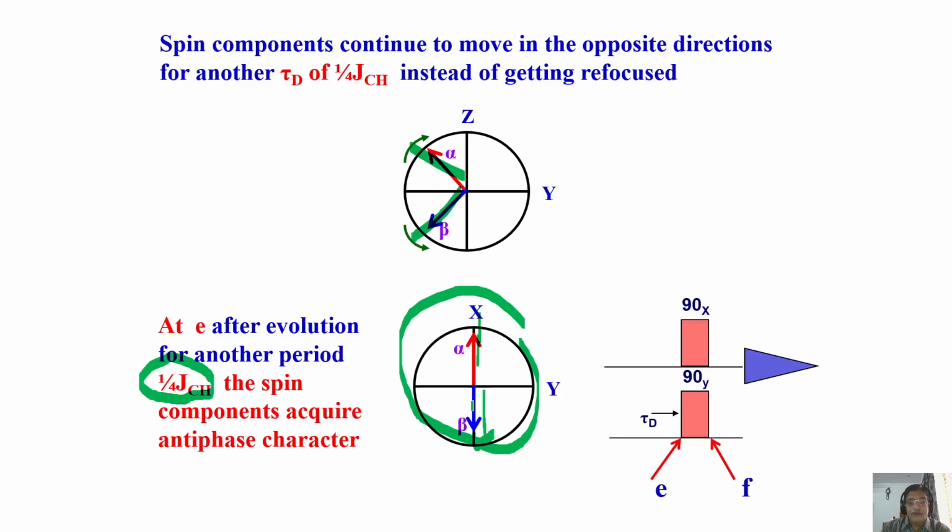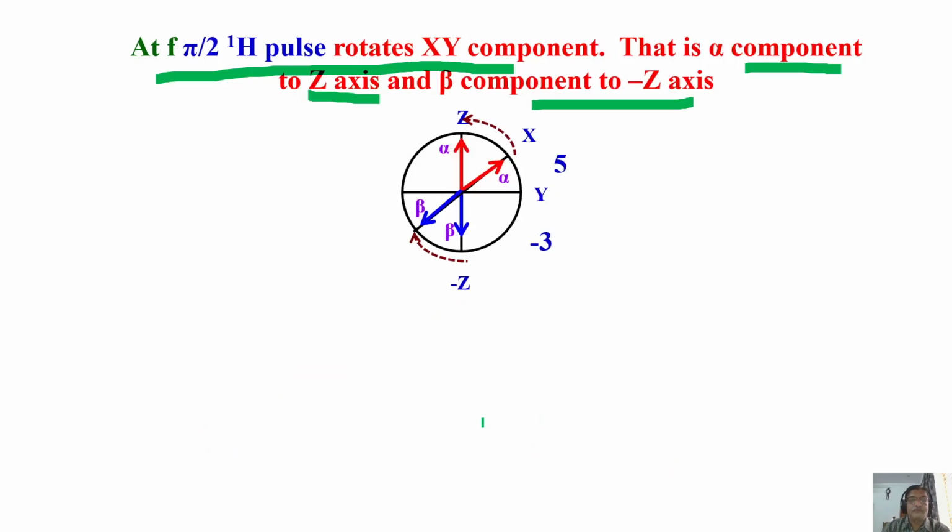Alpha component which was here along this axis, as soon as you apply a 90 pulse on the X axis, you can work out by the right hand thumb rule, it goes to the plus Z axis. This component goes to the minus Z axis. They start rotating like that.